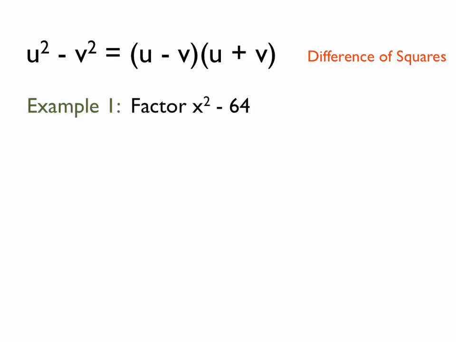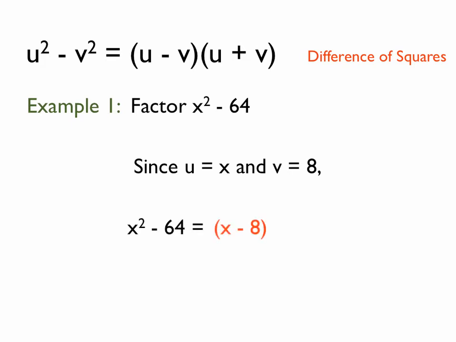So as an example, let's look at factoring x squared minus 64. The first thing we notice is that that is the difference of squares. That's the difference of x being squared and 64, which is 8 being squared. So we know that u is equal to x and v is equal to 8. And we get x squared minus 64 is equal to x minus 8 times x plus 8.